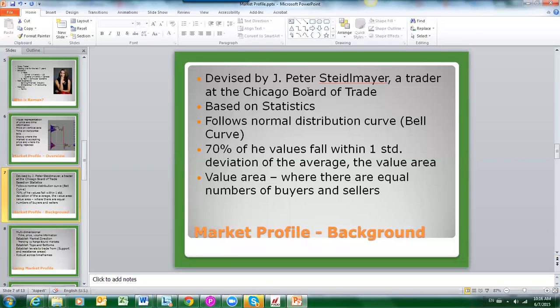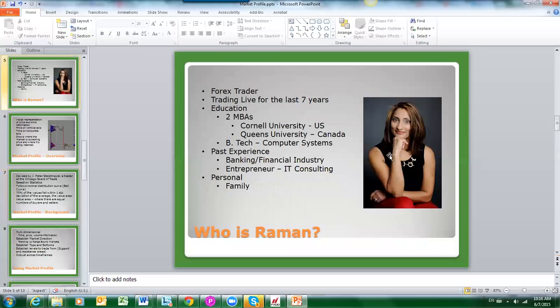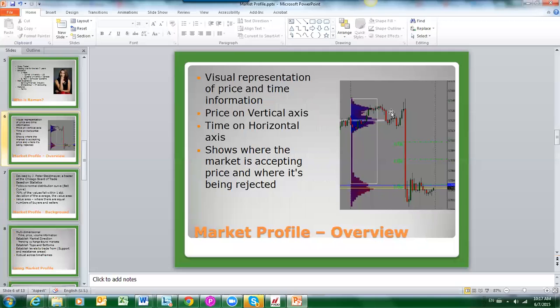Essentially, what that means is that price will stay within one standard deviation about 70% of the time. The price will follow this bell curve, which essentially looks like a bell. So most of those values are within one standard deviation of the average. There's an average price, if you look back here, where the market is spending a lot of time. Within one standard deviation is what you're looking for under normal market conditions.